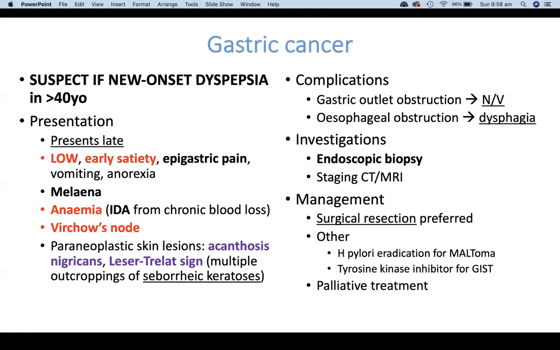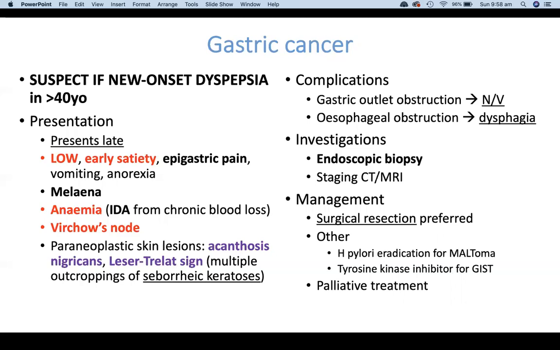Virchow's node, that's just a buzzword. These are some complications, but not too important because they're pretty non-specific. And you want to diagnose it by doing a biopsy. So that's the main stuff from this slide.